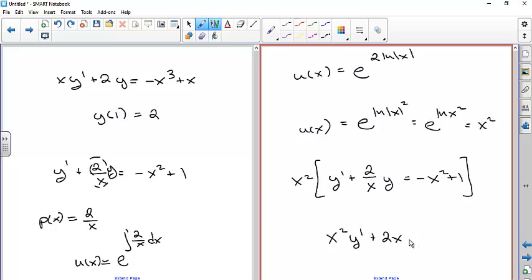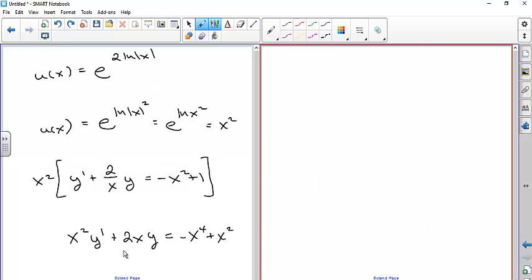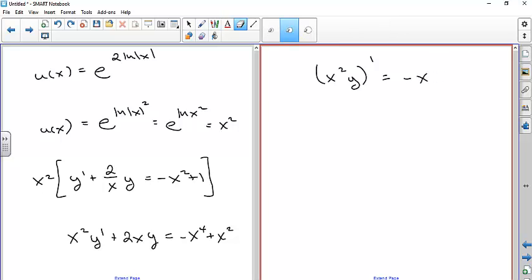So you get 2x y, and on the right hand side we get negative x to the 4th plus x squared. So x squared times x squared is x to the 4th. 1 times x squared is x squared. Now, notice the derivative of x squared equals 2x. So we know it's what it needs to be. So we can collapse these two into the u of x times y, and then we put a prime. And that's equal to negative x to the 4th plus x squared.